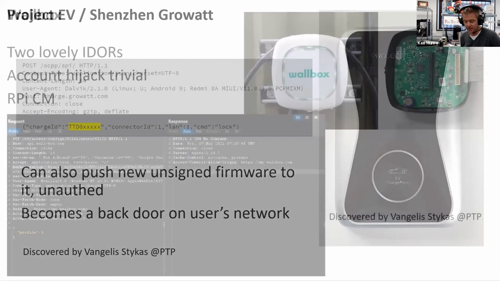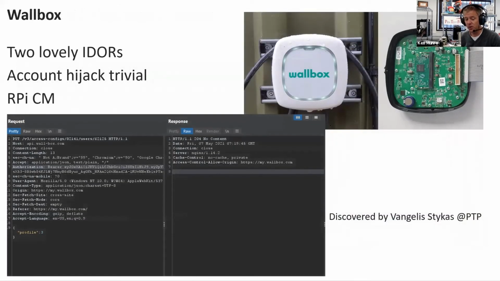Well, we then had a look at another brand. This is an organization called Wallbox. It's a Spanish firm, I believe, that's growing very rapidly. And actually, it's a really nice form factor charger. We've got one on the wall outside the office, but it's not connected to our network. They had, as my colleague Vangelis discovered, a couple of IDORs on their API, which allow complete platform compromise. You could compromise any charger in real time. Turn it off, turn it on.